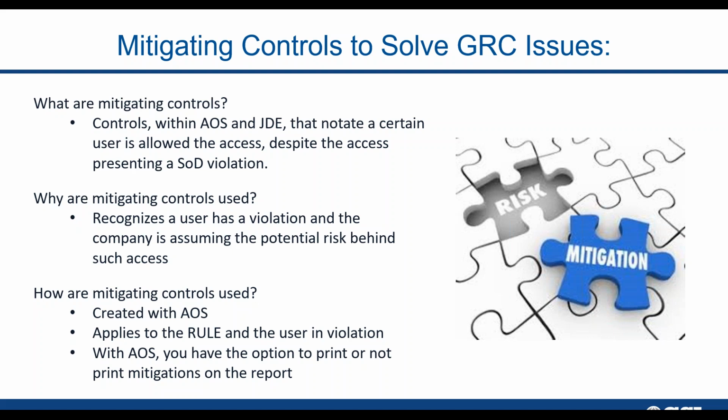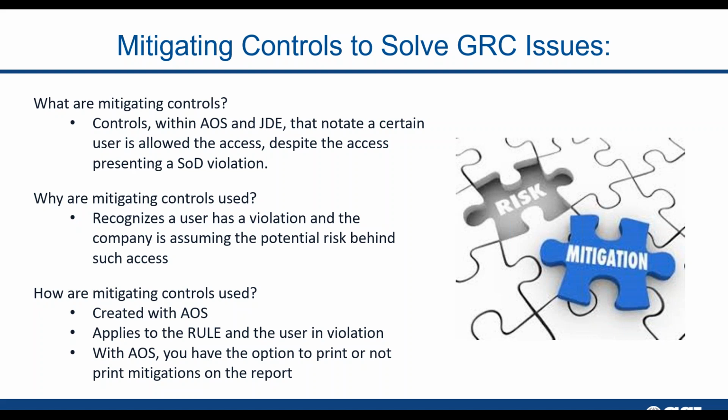So why do we want to use mitigating controls? Well, as I just mentioned, it recognizes the user has a violation and the company is assuming the potential risk behind such access. There are situations you just can't avoid. And then how are they used? They're created in AOS. They cannot be created without AOS, not in regular JDE. Back to what I said earlier, they could be kept track of outside JDE, but it would be difficult, and I'm not sure it's possible, but at least difficult to present to auditors or even in-house auditors via a report.